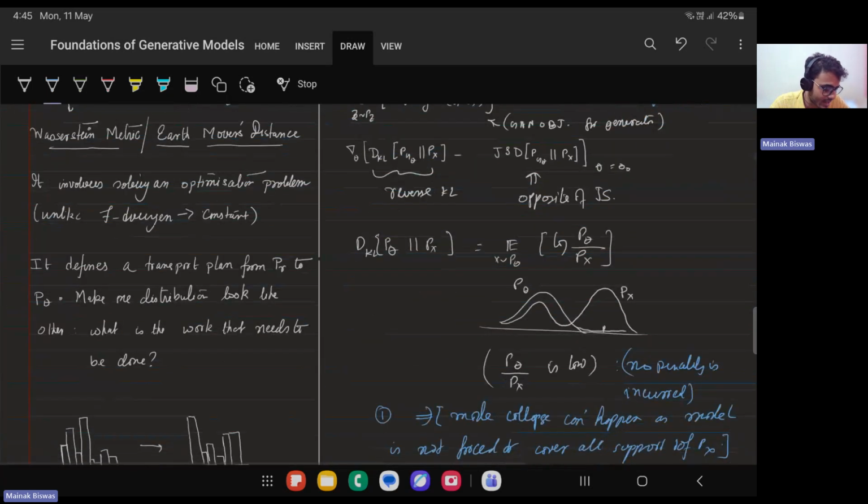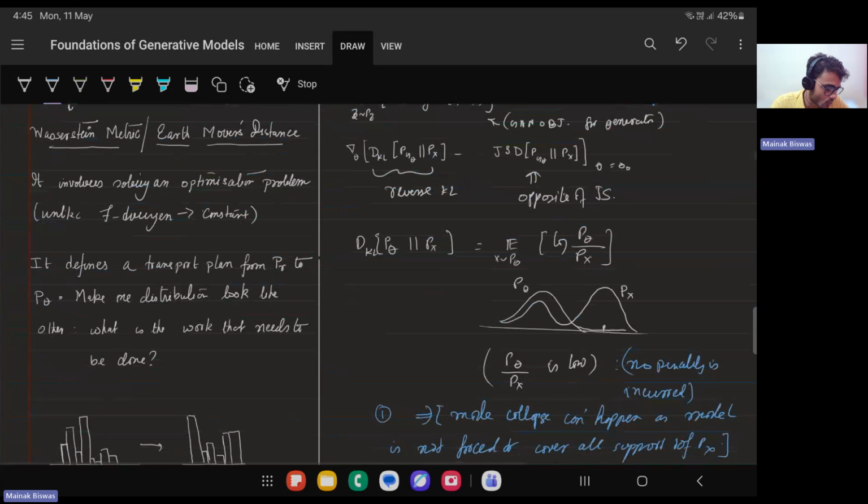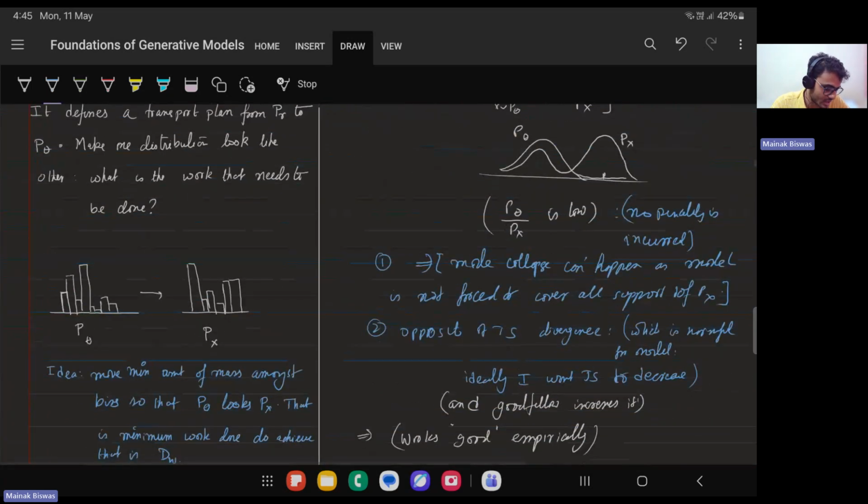So this is an optimization problem. It defines a transport function between P theta and Px. So let's try to understand what it means.